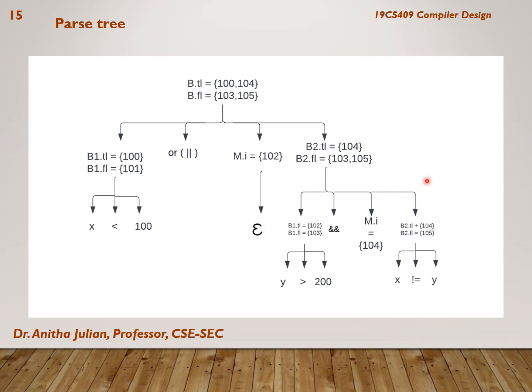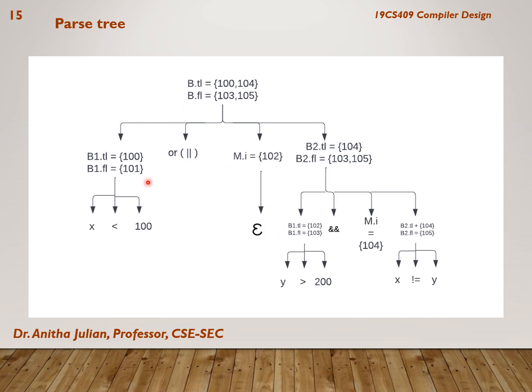This is the AND operation, and we take it up. When you come up for the AND operation, what is the true list? The true list is equal to the true list of B2. That is the rule, you can refer to it later. So whatever is here, we write it here, that is 104. And the false list is the merge of B1 dot false list and B2 dot false list. So we are adding both 103 and 105. So this is for the AND operation.